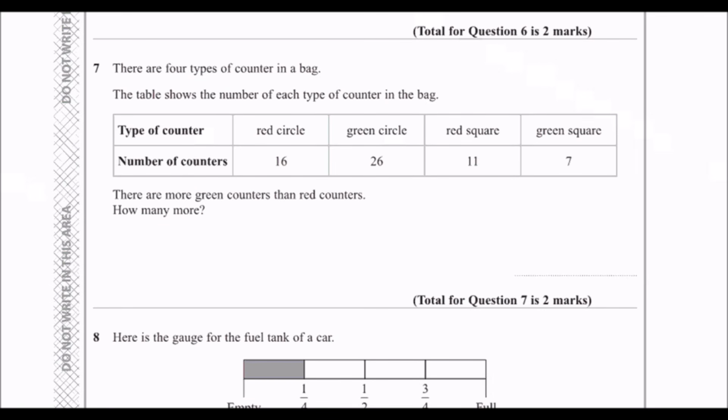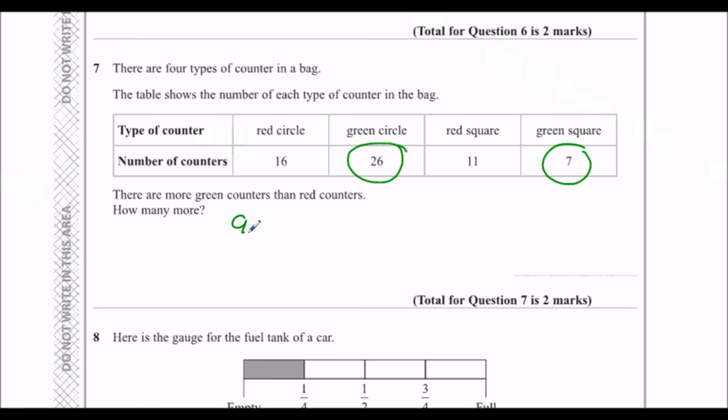Question 7. There are 4 types of counter in a bag. The table shows the number of each type of counter in the bag. So we've got red circles, red squares and green squares. There are more green counters than red counters. How many more? So how many green counters do we have?